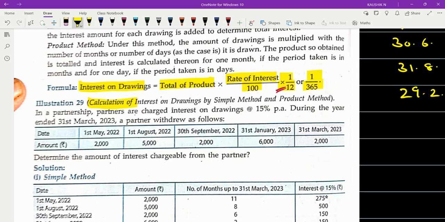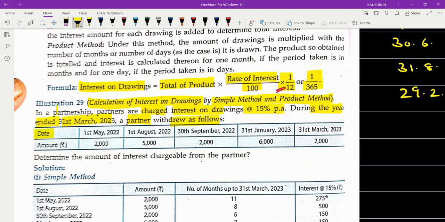Calculate the interest on drawings. They have given here in the bracket to use the simple or product method, but don't expect the question will come in such a way with a hint or clue. It is your duty and responsibility to understand and execute the problem, whether you're going to work it out under the simple or product method or under the average period method. In a partnership, partners are charged interest on drawings at the rate of 15% per annum. During the year ended 30th of March 23, partner withdrew as follows.